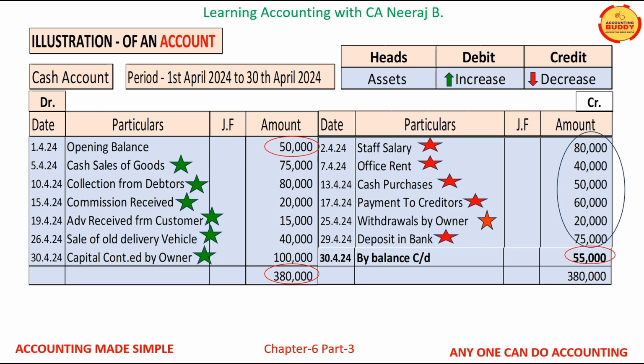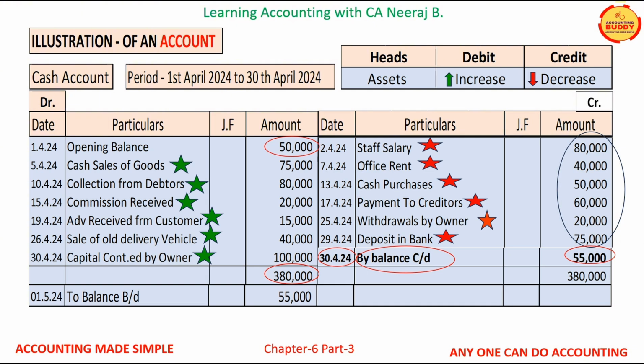Since in this cash account example, the credit side is shorter than the debit side, the excess of the total debits of 380,000 minus total credits, the difference amounting to 55,000, shall be entered on the credit side of the cash account by writing "by balance carried down" with date. This carried down balance of 55,000 is carried forward to the immediate next date, which in this example is 1st of May 24, by writing "to balance brought down".